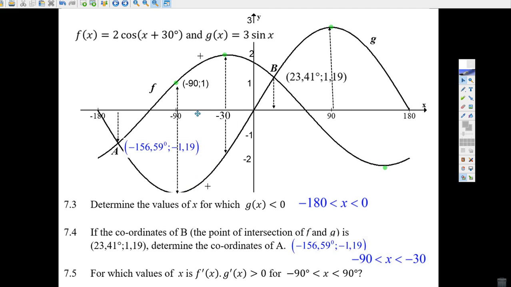Ooh, right here, good things are happening because they're both the same, increasing, positive gradient. Well, that happens between minus 30 and minus 90. It doesn't happen anywhere else. Here it's going down, there it's going up. The gradients are different signs here, so the only place it's true is in between minus 30 and minus 90. And that's it for the graphing part here.